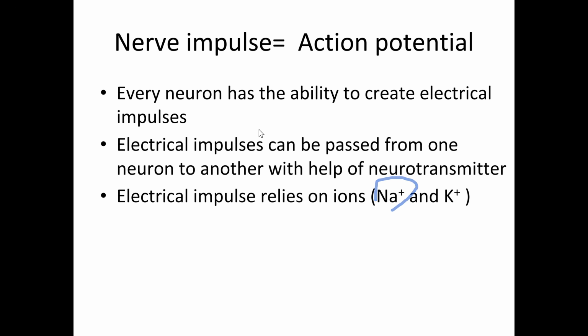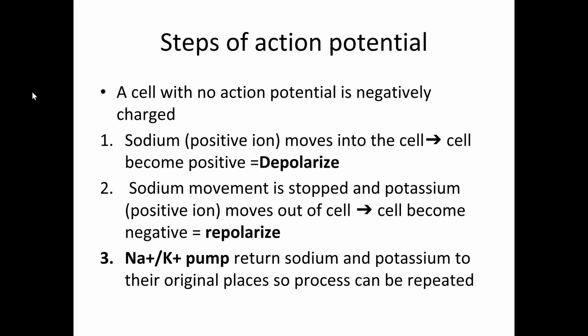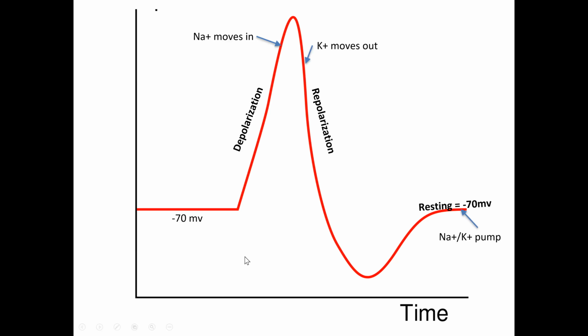And so now let's look at the steps in the creation of an action potential. Let's look at a picture first. In the picture, I'll show you your neuron, a resting neuron.